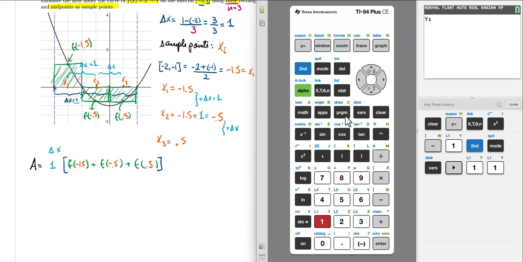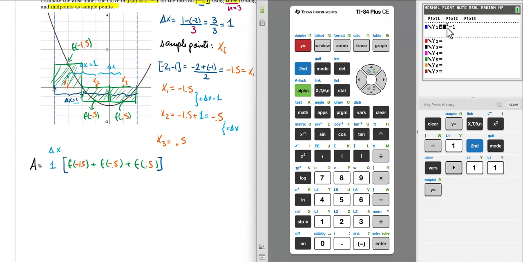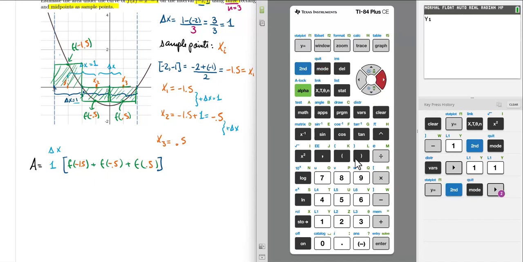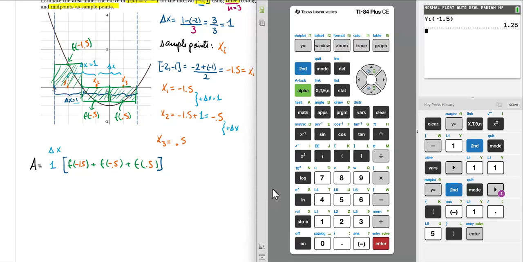Now what are you doing? Well, right now you're telling the calculator to reference the function that you defined as Y1, which in this case was our function x squared minus 1. Once you've selected the function, the calculator can do function evaluations like it does using function notation. So I'm going to put Y1 of negative 1.5. The calculator is evaluating the function at negative 1.5, which gives us 1.25.